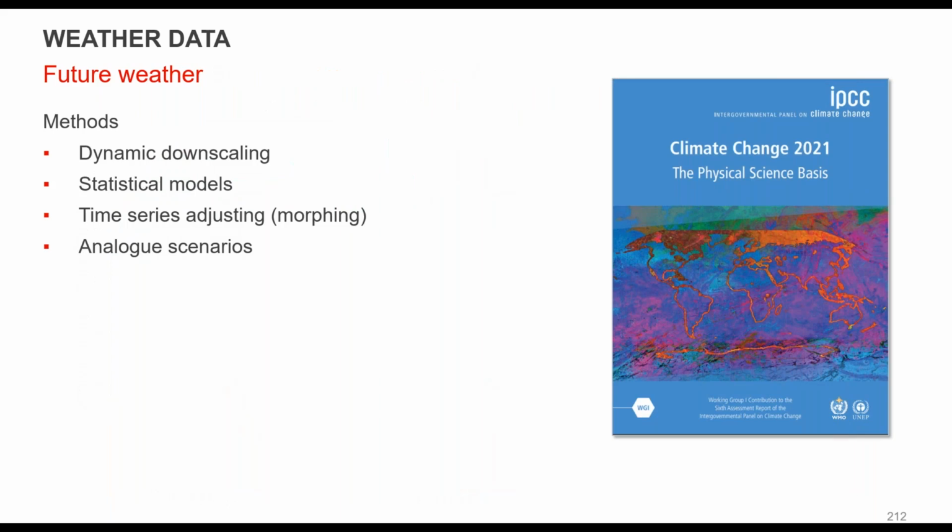So future weather, there are a number of different ways of doing that. There are the models that come out of the IPCC that predict future conditions on an hourly basis for a gridded product. And so some of the methods, statistical downscaling of that allows you to try to get something that's more localized to what you're doing. Statistical models will give you reasonable results. Both of those are actually very computationally intensive. The most common one is time series morphing or adjusting, and I'll show you an example of that in just a minute.